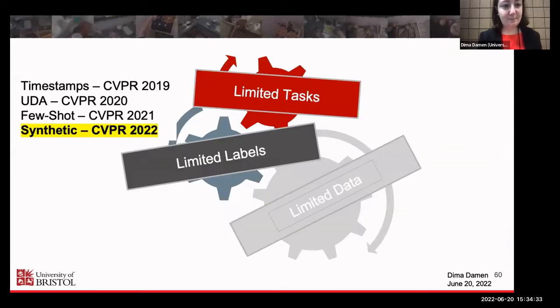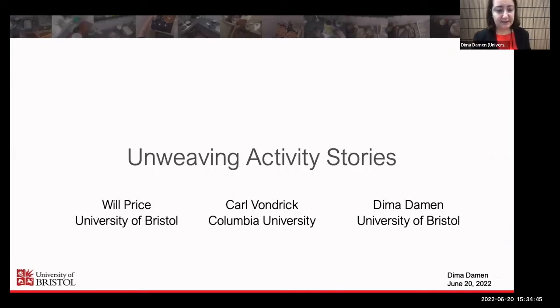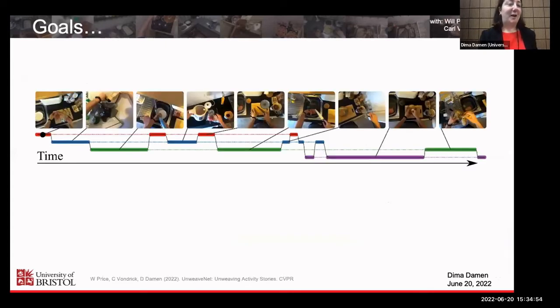Okay, moving further, again, there is a lot of emphasis on what we can do with limited labels, self-supervised or synthetic training. And I want to tell you about UnweaveNet, which is a work we're presenting at CVPR on Thursday, led by Will in collaboration with Carl Vondrick at Columbia. Going back to EPIC, one thing that at least has inspired my career is watching the data.